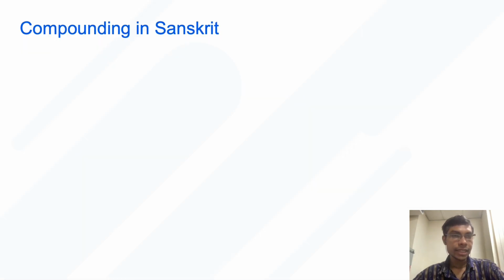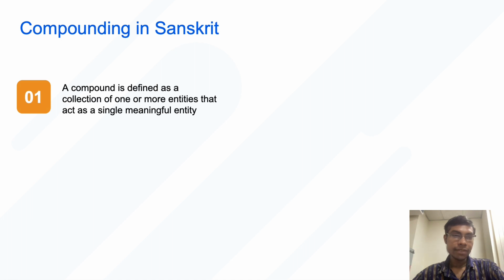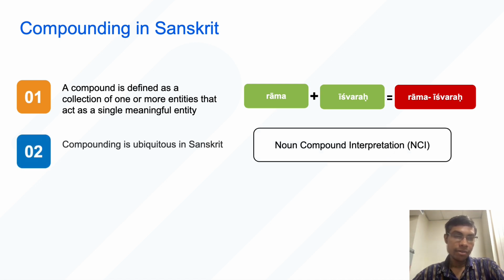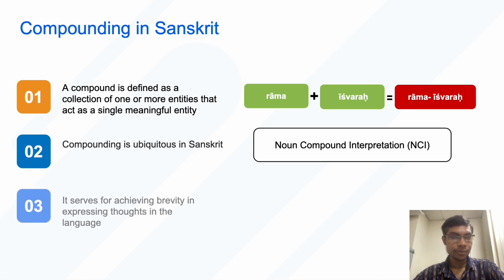What is compounding in Sanskrit? A compound is defined as a collection of one or more entities that act as a single meaningful entity. For example, when the components Rama and Ishvara combine together, they form a compound called Rameshwara. Compounding is ubiquitous in Sanskrit, and alternatively it is also called noun compound interpretation. It also serves for achieving brevity in expressing thoughts in the language.